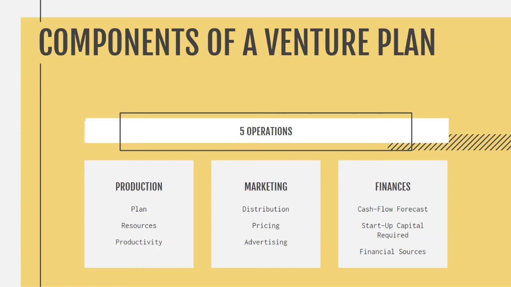Some of that might be coming from you as the owner. A large chunk of it might be, but likely if you're creating a venture plan, it's because you're needing to go to outside sources to get some of this money. Is that a bank loan? Is it investors that you're giving away some ownership to? Is it a combination of both?